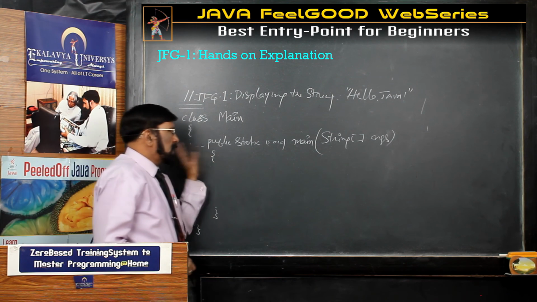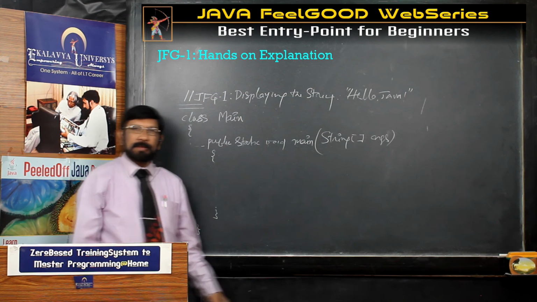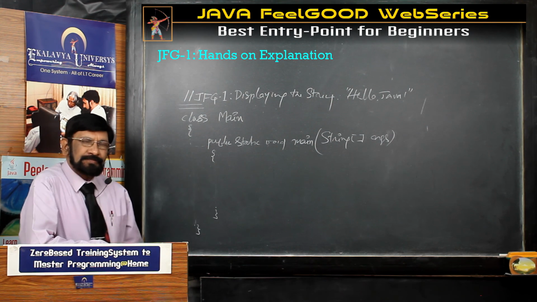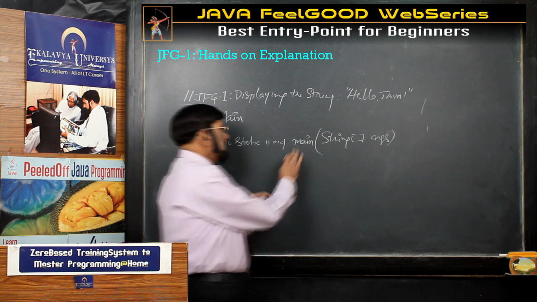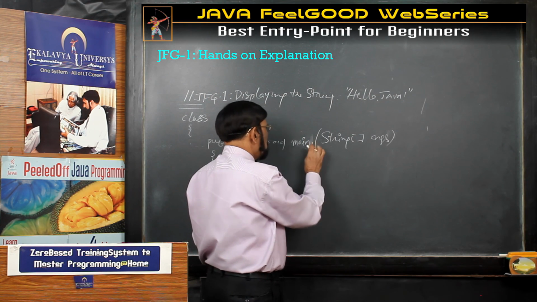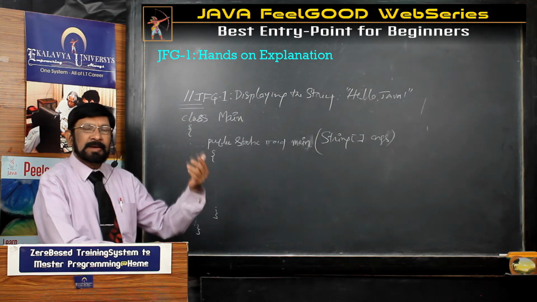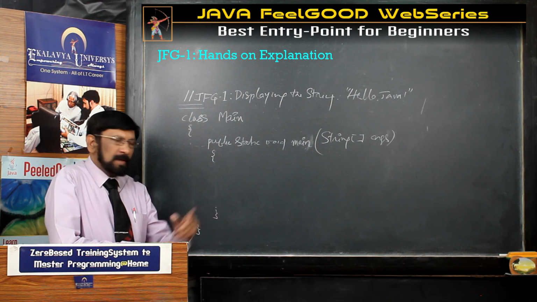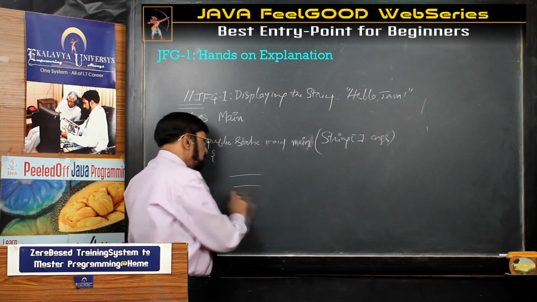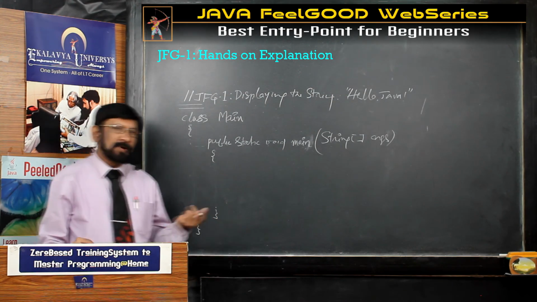Okay, now I give you a briefing about the five elements. The first one is public. Actually, the main method is the entry point for the execution of your program. Your program is to be executed. Main is the entry point. With this only, execution is started. Whatever statements you write here, all are executed. As a result of that, you get the result you are expecting.